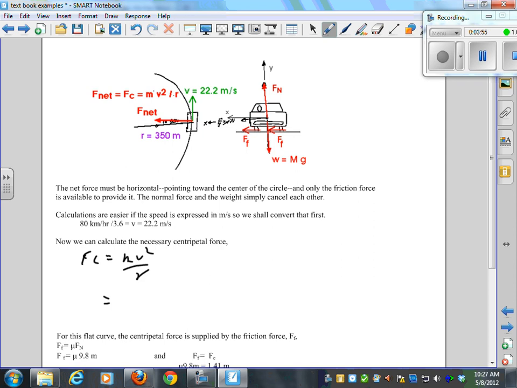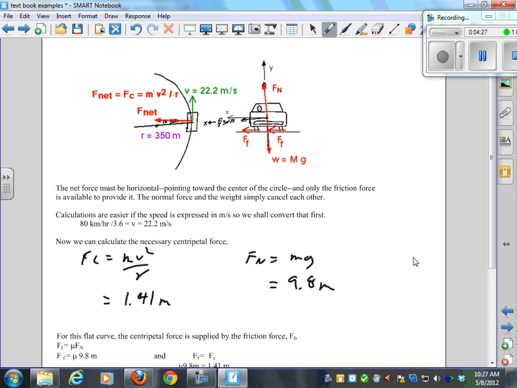So we're going to write 1.41 m because we don't know the mass of the car. The centripetal force is simply 1.41 times the mass of the car. Now, the normal force over here is equal to mg, and once again, we don't have the mass of the car, so we're going to write the normal force as 9.8 m.